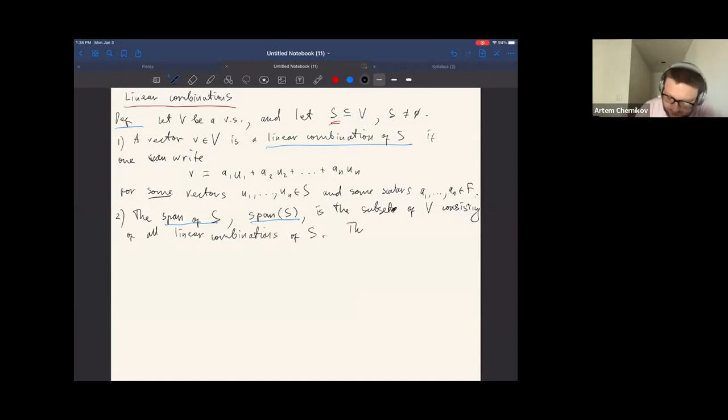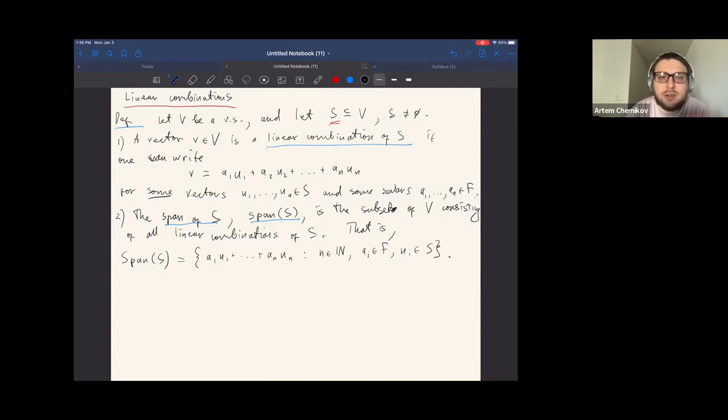So in other words, we can write it symbolically as the span of S is equal to the set of all vectors of the form A1 U1 plus etc. plus AN UN, for N some natural number, AI some scalar in the field F, and UI some vector in S. So we let them vary over all possible choices like this, and we look at all possible linear combinations formed by them.